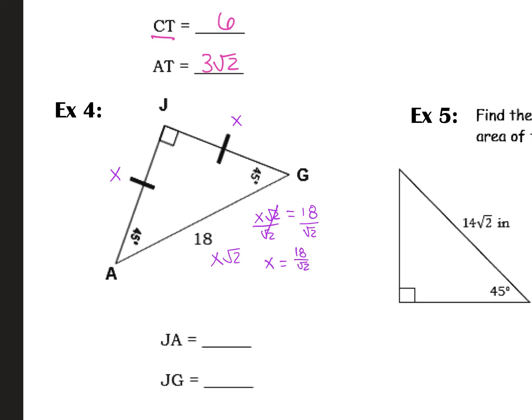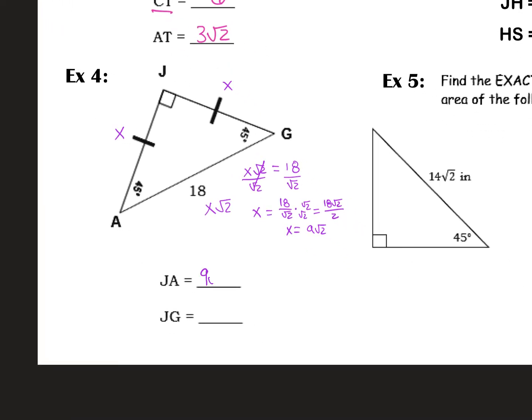And you should remember from the simplifying radicals lesson that you cannot have a radical 2 on the bottom. So you have to multiply by a radical 2 on top and on bottom. So we will be left with 18 radical 2 over 2. So this just becomes 9 radical 2. So x equals 9 radical 2. And so now JA is going to be 9 radical 2, and then JG will also be 9 radical 2 because both of those are just x.